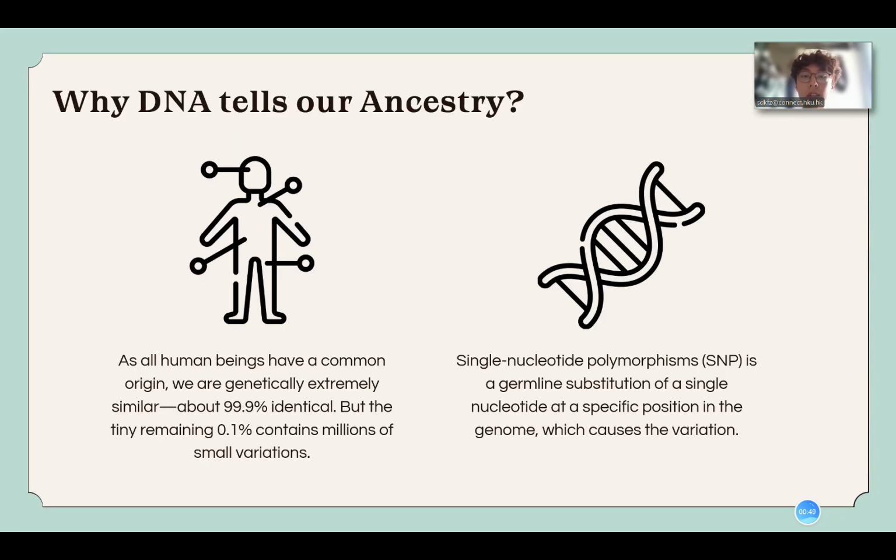So humans are genetically extremely similar, about 99.9% identical. But the tiny remaining 0.1% contains millions of small variations. Many of these variations are called SNPs, or single nucleotide polymorphisms. Some SNPs are more common in certain populations because of geography, culture, and migration patterns. By looking at a person's SNP patterns, we can estimate which populations they belong to.